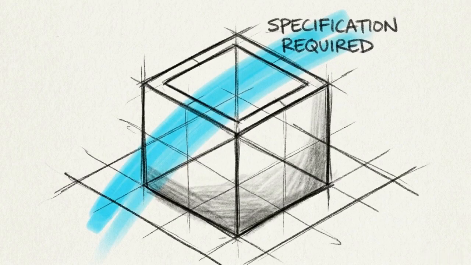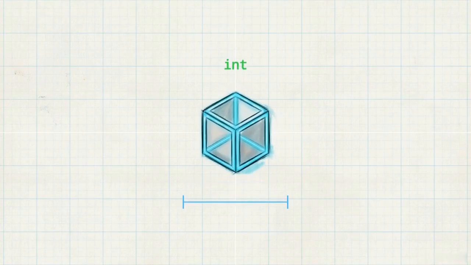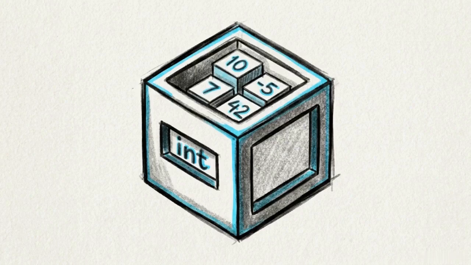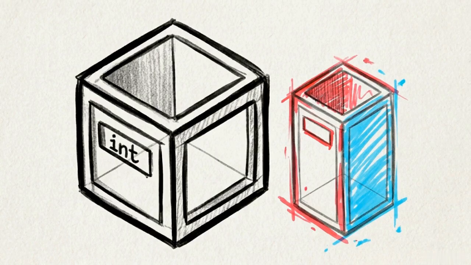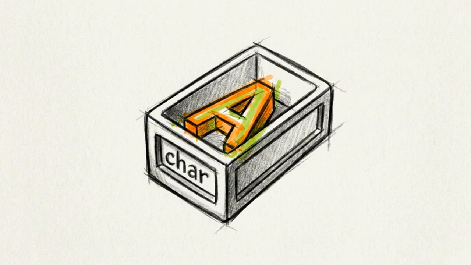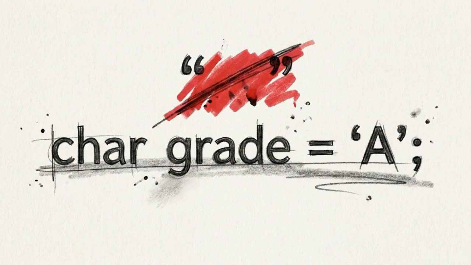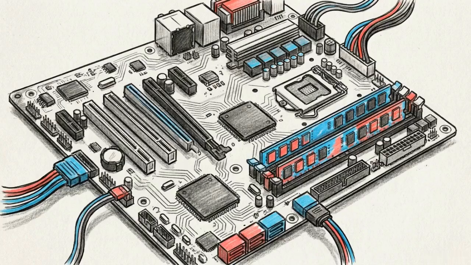Before the container can accept data, you must declare its data type. This provides the required blueprint that dictates exactly how much memory space the container needs to occupy. We use the data type int, short for integer, to carve out space for whole numbers. If we only need to store a single letter, like a grade, we use the char data type, which requires much less memory. When assigning a value to a char variable, there is a strict syntactic requirement. Isolated characters must be wrapped in single quotes, not double quotes. Declaring variables is the physical act of claiming and structuring hardware space for your program's specific needs.